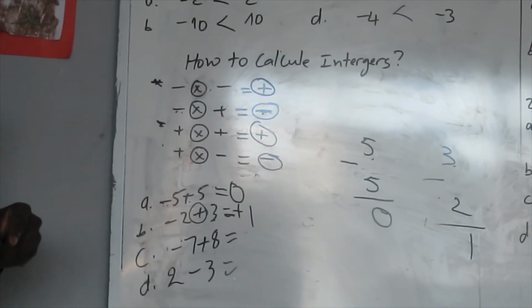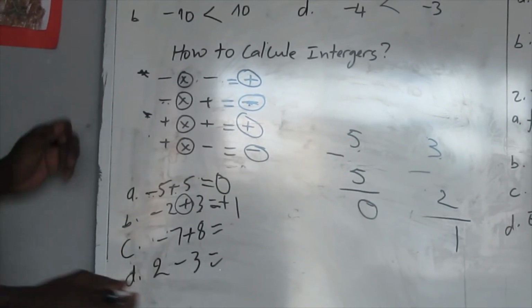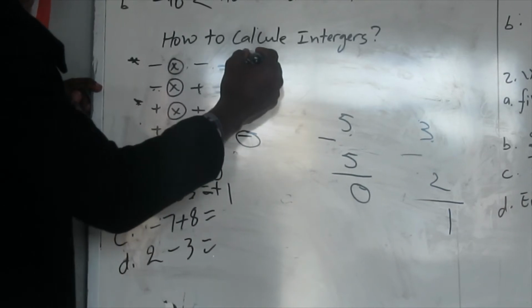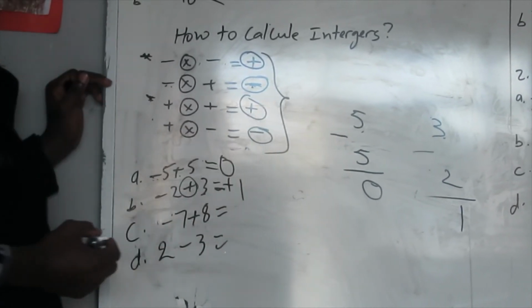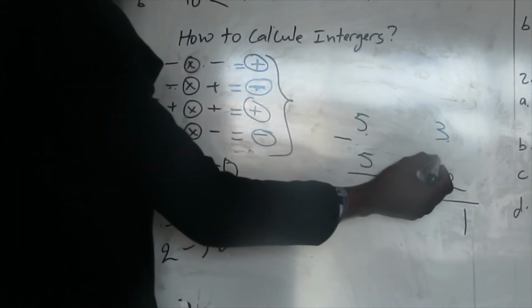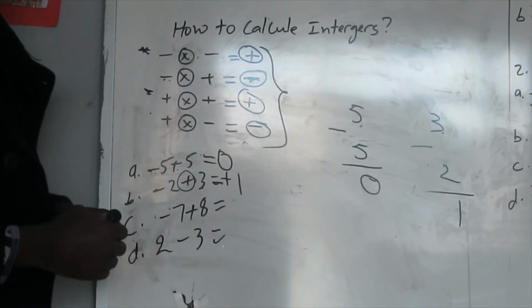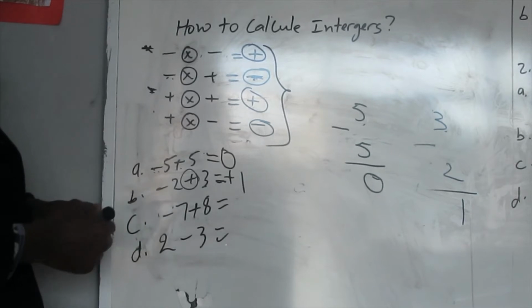So the first thing is to put the calculation, then to calculate the sign according to this law. Calculate the sign first, then you put the sign, then you get your calculation, then you look at the sign of the bigger number. This is how you calculate the integers.